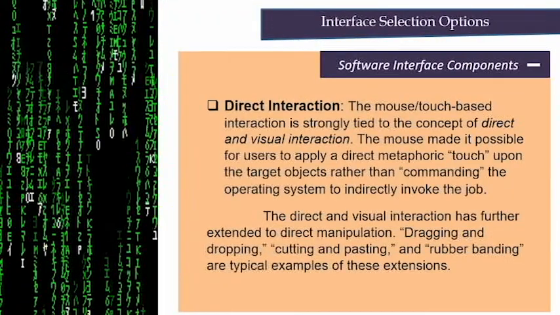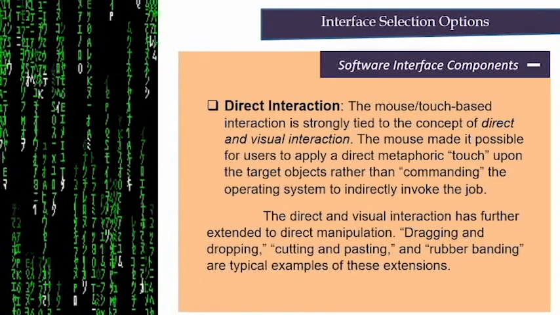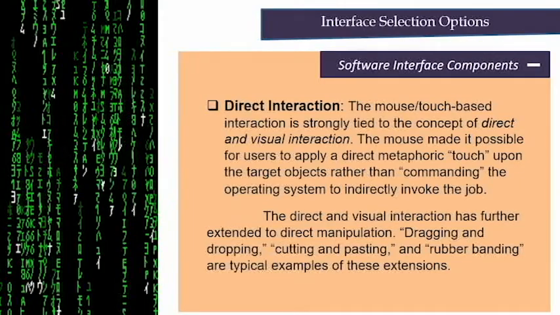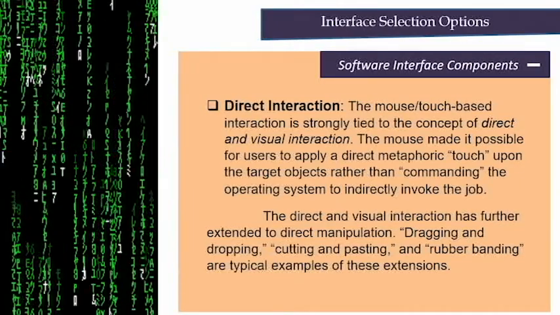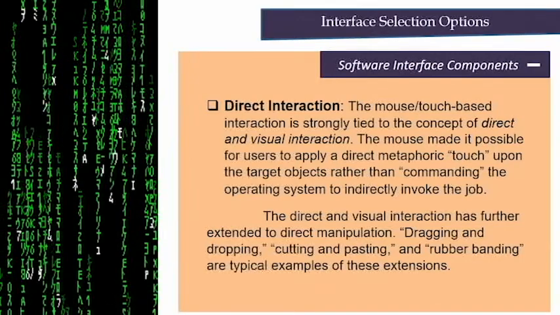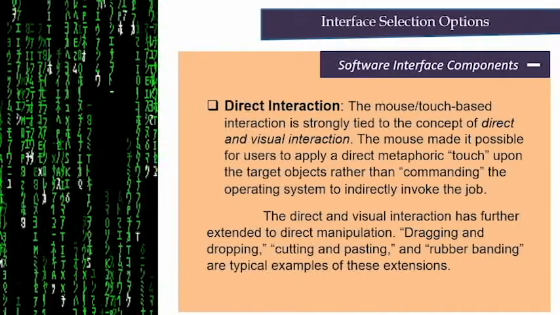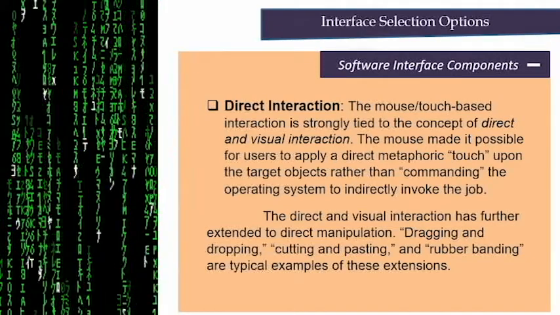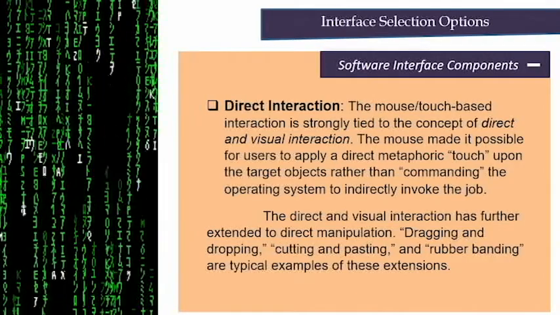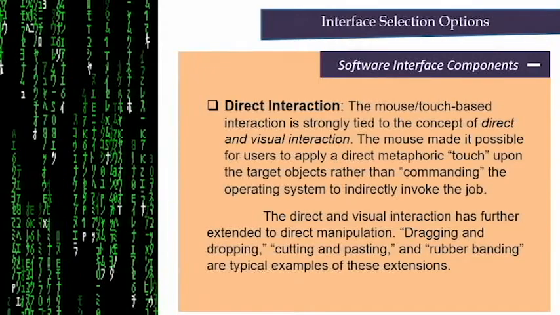Then we have direct interaction. So what is it? Direct interaction. So the mouse and touch-based interaction is strongly tied to the concept of direct and visual interaction. So the mouse made it possible for the user to apply a direct metaphoric touch upon the target objects rather than commanding the operating system to indirectly involve the job. So it is direct contact in interaction.